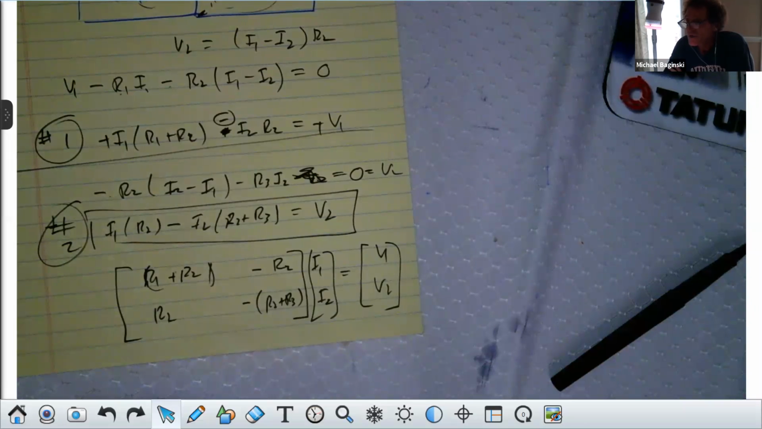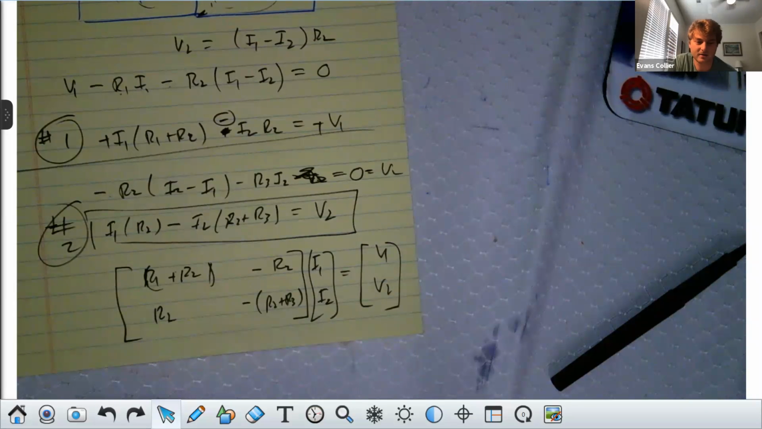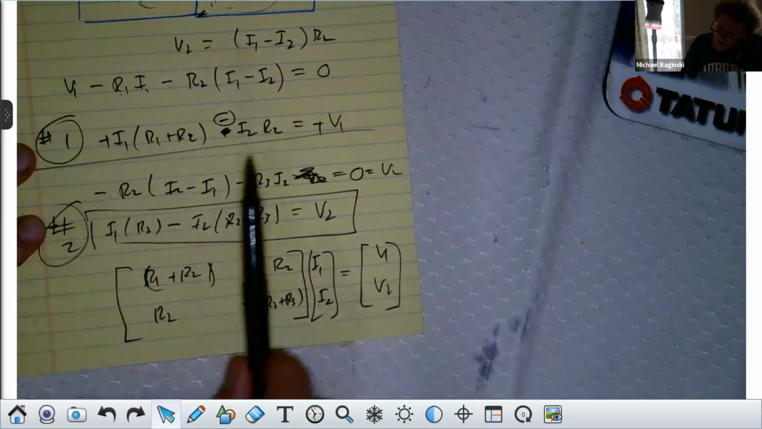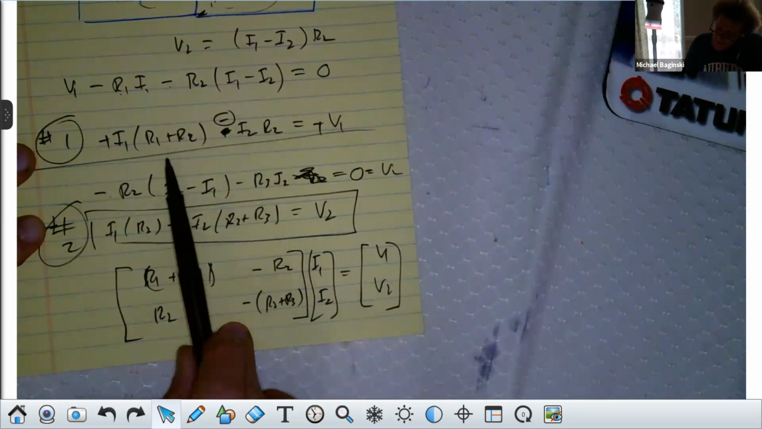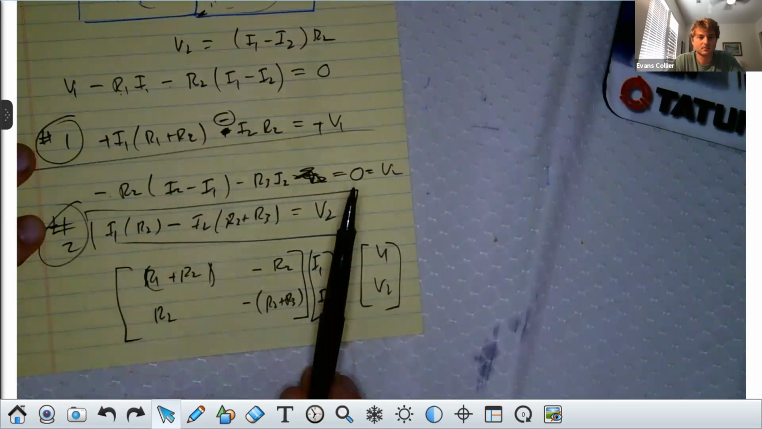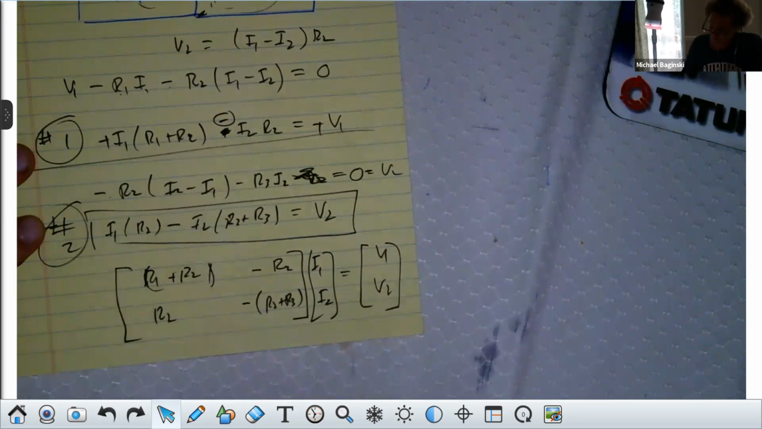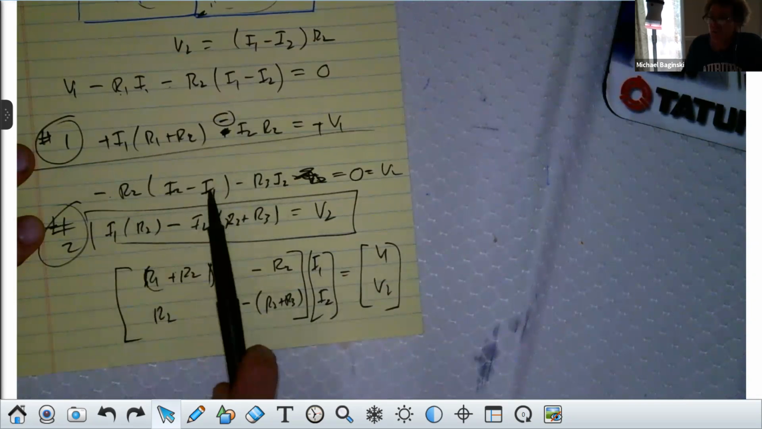Here with mesh analysis or loop analysis, you solve for currents. Or on the matrix, why is it positive R2 on the bottom left? Would it be negative? Well, let's take a look at the equation. Yes, minus would be positive, wouldn't it? Minus R2 times minus I1 would be positive, wouldn't it?